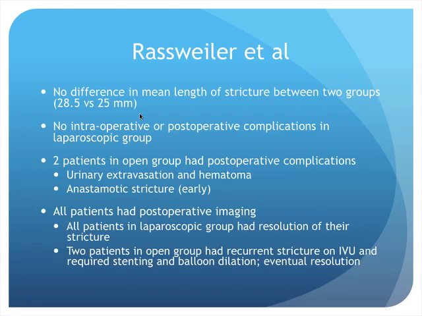So again, they went on to conclude that the mean length of the stricture groups was not significantly different, and there were no intraoperative complications in the laparoscopic group. Patients in the open group had 2 postoperative complications, urinary extravasation and a hematoma, and also an anastomotic stricture, but these were treated and had resolution. All these patients had imaging post-op, and all the patients in the laparoscopic group had resolution of their stricture. 2 patients in the open group had recurrent stricture and required stenting and balloon dilatation with eventual resolution.